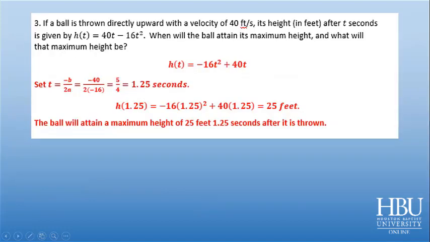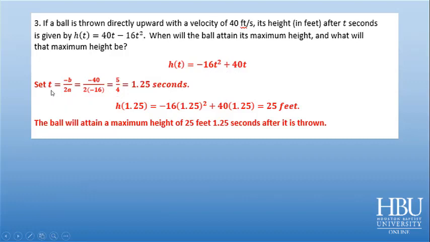Here's a final example. If a ball is thrown directly upward with a velocity of 40 feet per second, its height in feet after t seconds is given by the function h of t equals 40t minus 16t squared. When will the ball attain its maximum height, and what will that maximum height be? Again, we have a quadratic function. We have this keyword maximum, so we are looking for the vertex. I can rearrange the order of these terms. h of t is minus 16t squared plus 40t. So in this problem, A is minus 16 and B is 40.